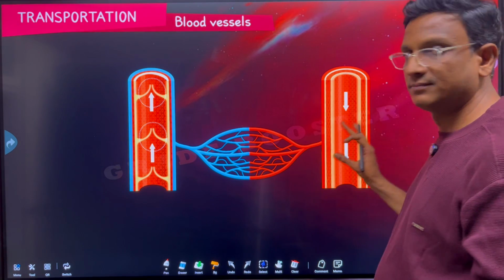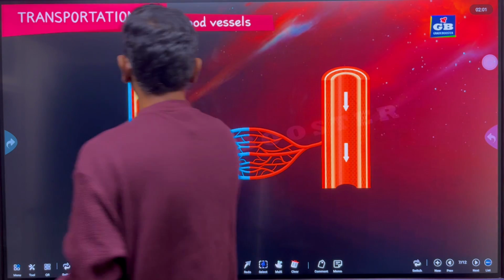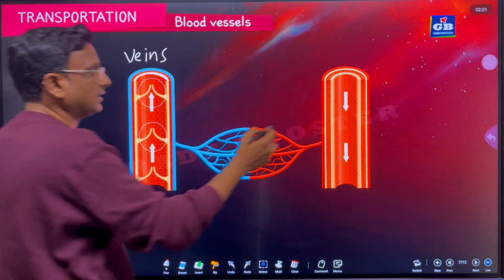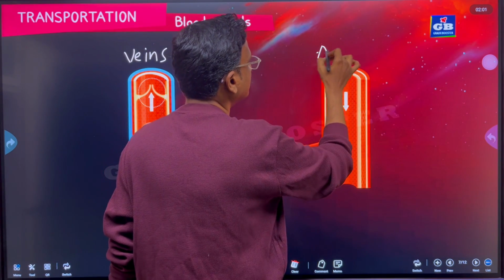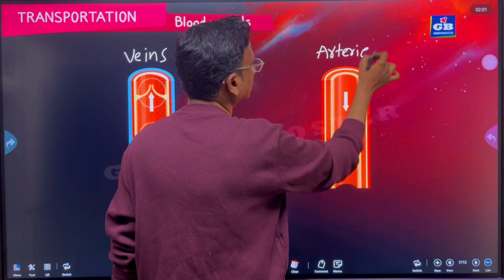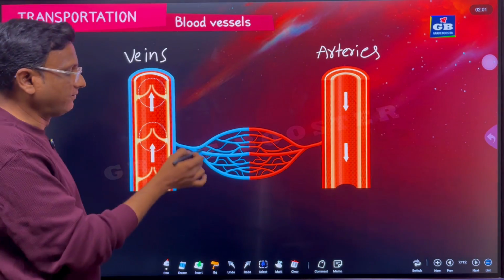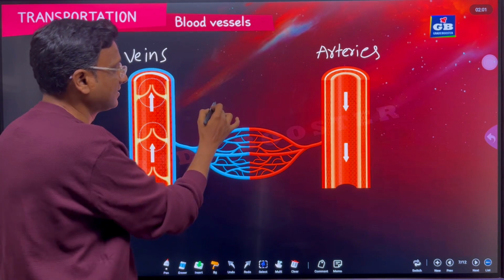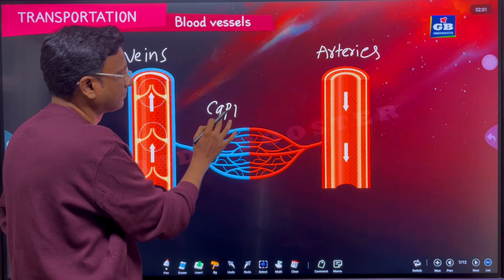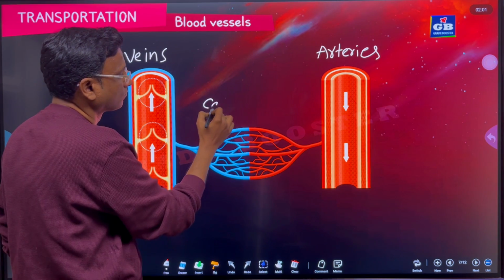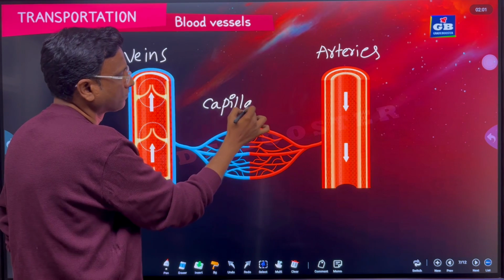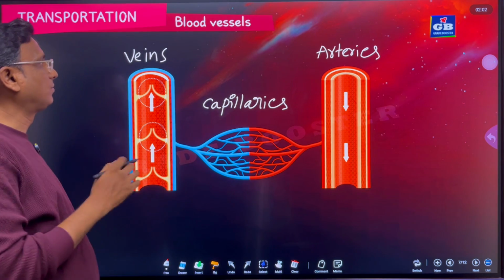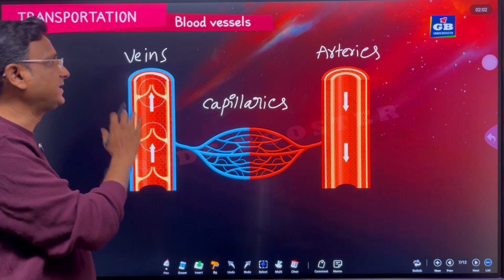These are the blood vessels. These are the veins, which are represented in blue color, and these are the arteries. And the fine branches of veins and arteries are the capillaries. Right. We can observe some differences between the veins and arteries.